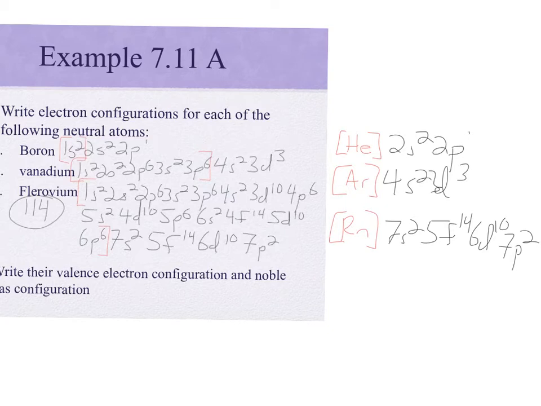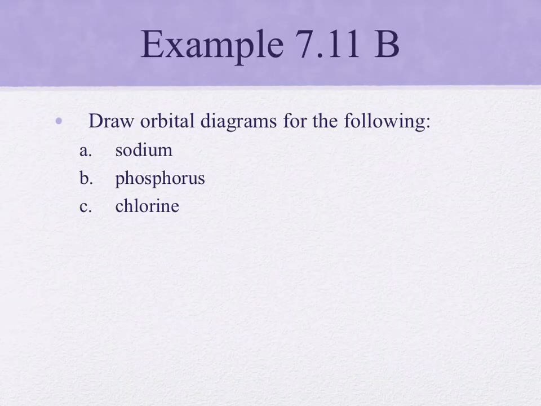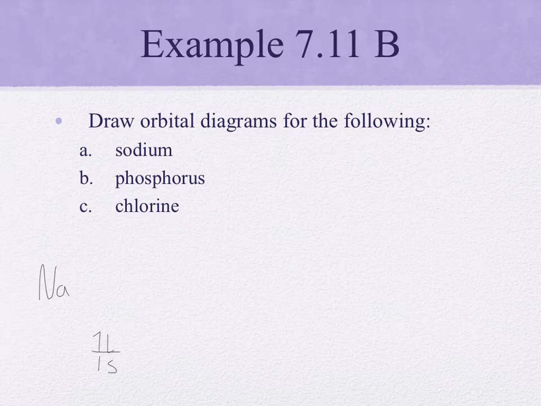Even to something like draw orbital diagrams for the following: sodium, phosphorus, and chlorine. Alright, these get a little messier. So, sodium. The electron configuration for sodium, 1s2, 2s2, 2p6, 3s1. We're going to draw that then. I'm going to do that with lines here instead.